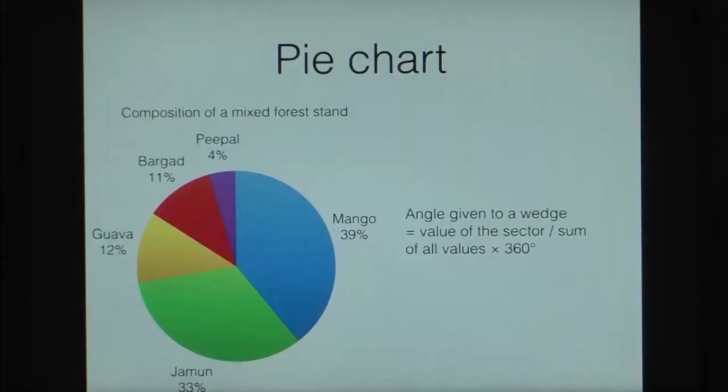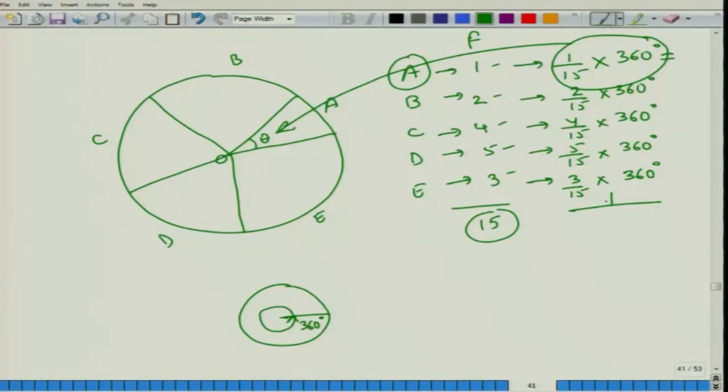So, here we observe that every tree species has been given its own wedge, and the wedge angle is calculated by the value of the sector divided by the sum of all values and then multiplied by 360 degrees. So, the total in this case will always come out to be 360 degrees.